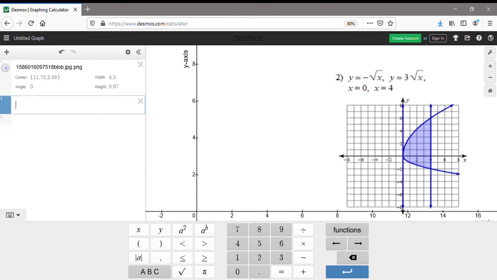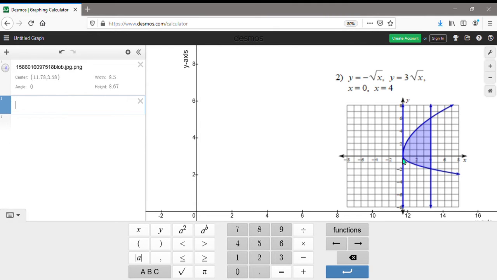Right, the purpose of this video is to find the area between two curves, and we're going to do so using Desmos as our technology. So for this particular problem, our first function is y equals negative root x. That's the bottom part of this curve right here. y equals positive 3 root x. That's the top part of the curve right there.